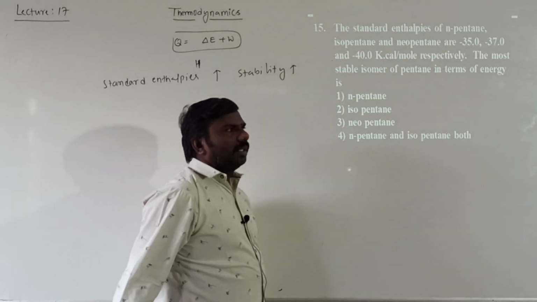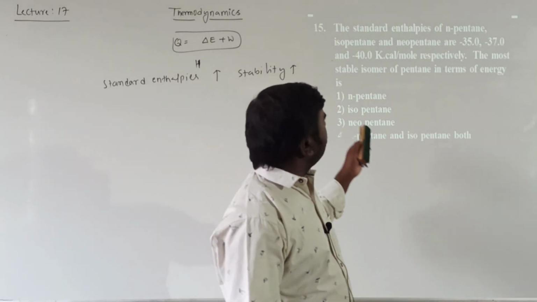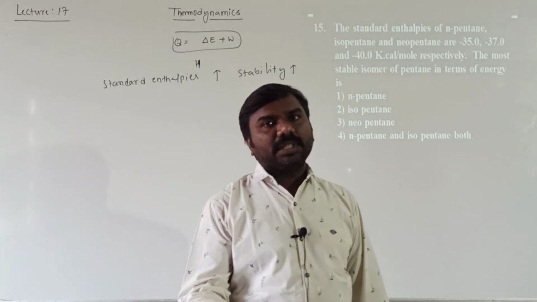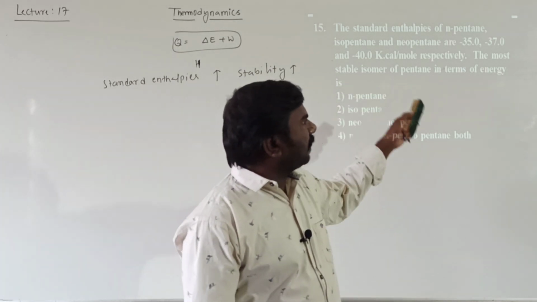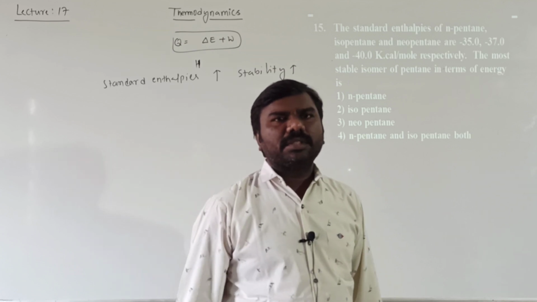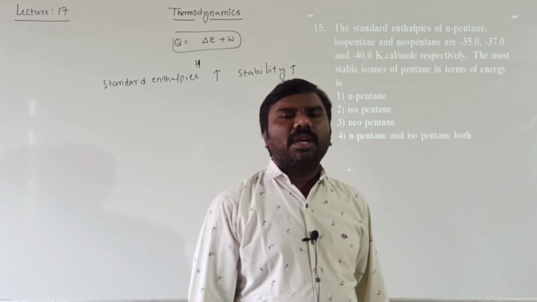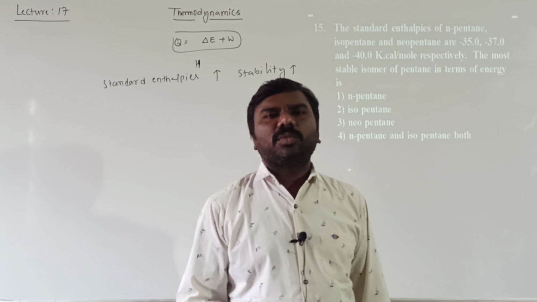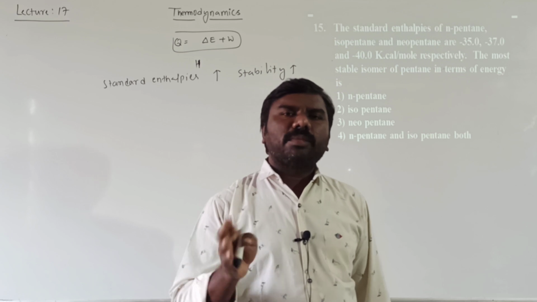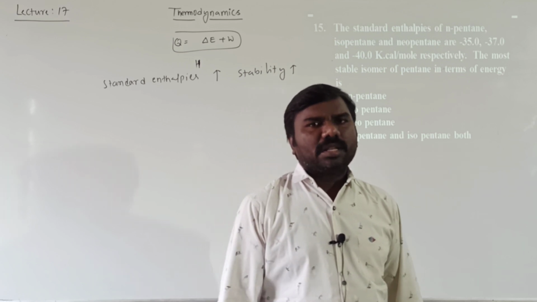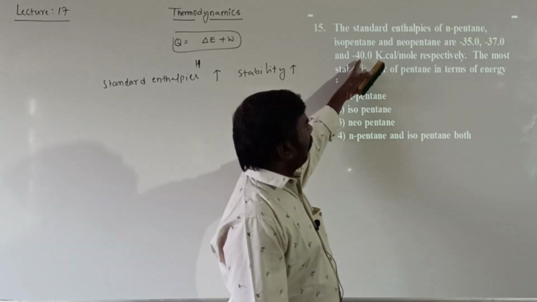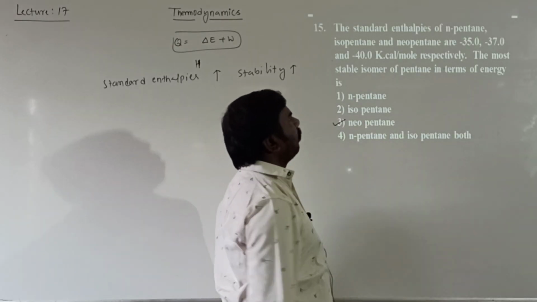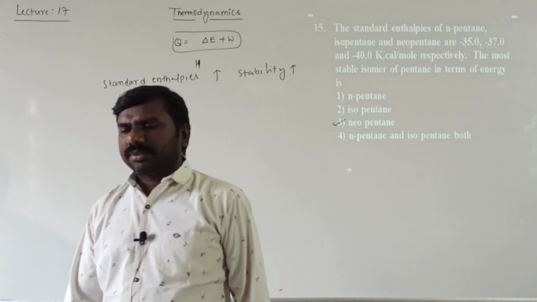It means to form, for example, minus 40, 40 kilocalories of energy is required, and to break it, minus 40 kilocalories is required. If you observe the remaining ones, only 35 and 37 are lower values than 40. 40 means the enthalpy of formation is more, and at the same time, to break that much enthalpy is required. That's why minus 40 for neopentane, the last one. Neopentane is the more stable form as per the values.